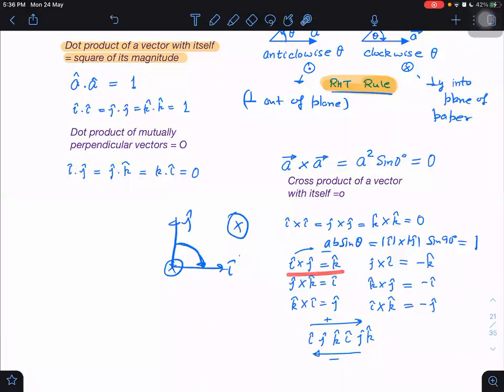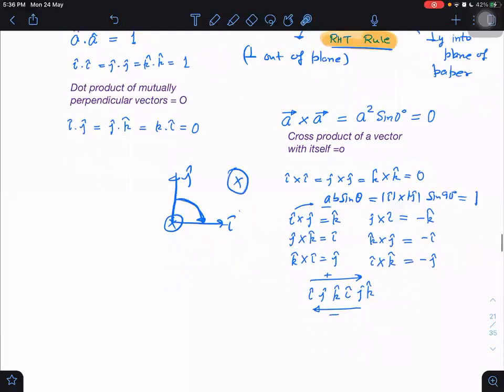Similarly, I cross J, J cross K, K cross I will be J. There's a simple way to remember. Write alphabets. Assume you don't know A to Z. You simply know IJK, IJK, IJK. If we are going in proper alphabetic order, what comes after I? J. What comes after J? K. After K, again I. After I, again J, again K. Like that. If we are going in proper alphabetic order, then there will be only positive sign. And if we are going against the alphabetic order, then there will be negative sign.